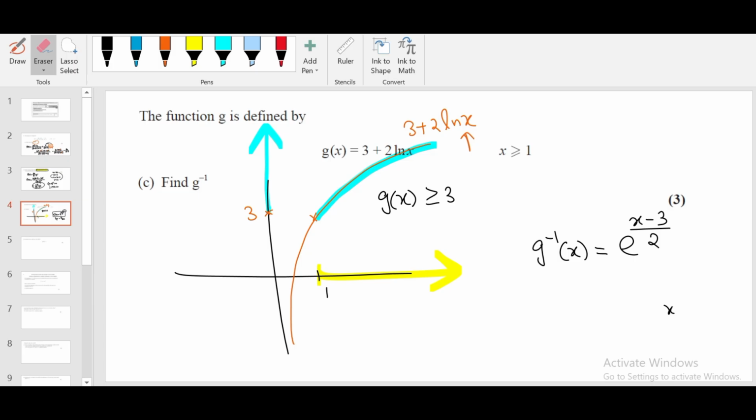That would be the domain of g inverse. So you need to write comma x is greater than or equal to 3. That's the domain of the inverse function.